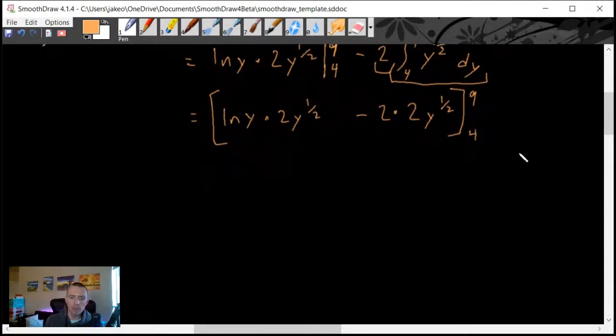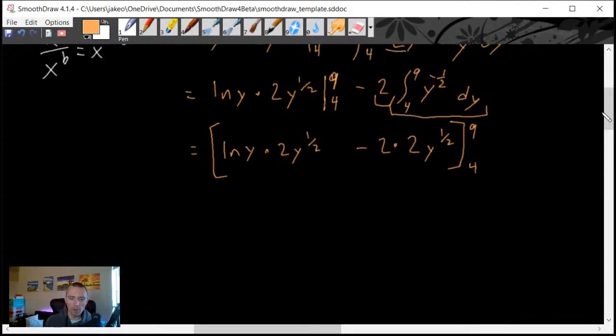But all that means to evaluate something from 4 to 9, from a lower bound to an upper bound, is you're going to plug in 9 into wherever you see a y. So we're going to get basically ln of 9 times 2 times 9 to the 1/2. 9 to the 1/2 is the same as the square root of 9. So the square root of 9 is 3. 2 times 3 is 6. So ln of 9 times 6, minus 2 times 2 is 4. 9 to the 1/2 is the square root of 9, which is 3. So 2 times 2 times 3 is 12.